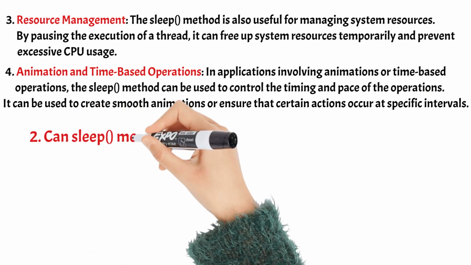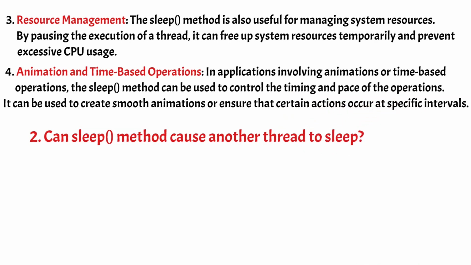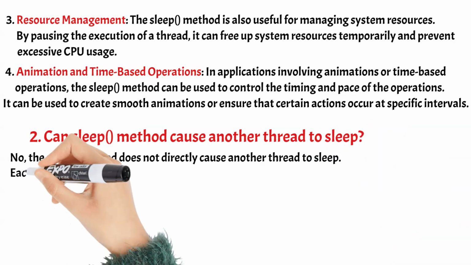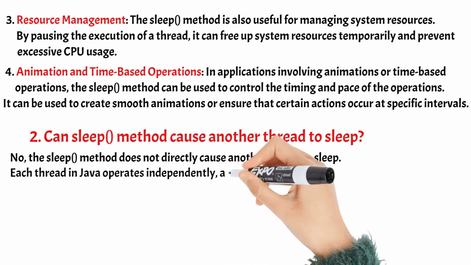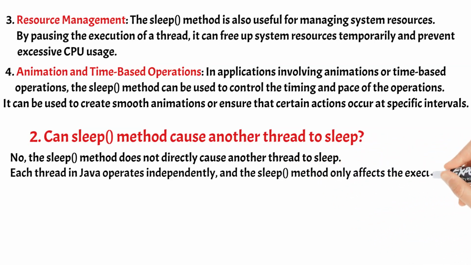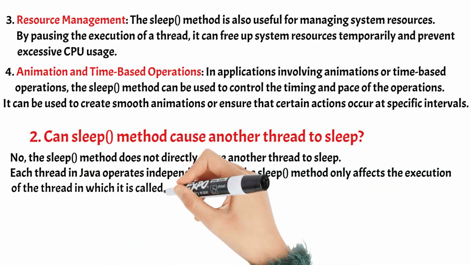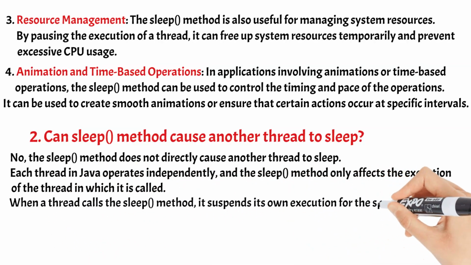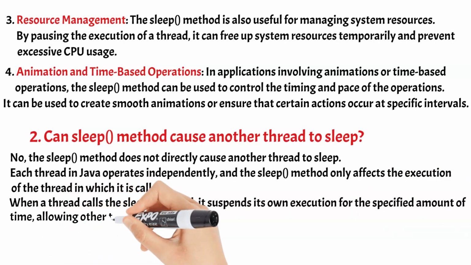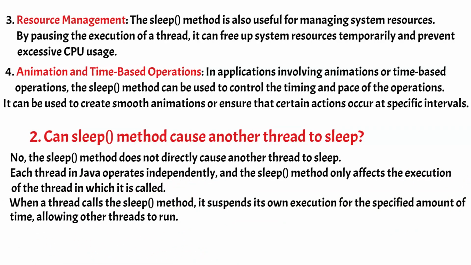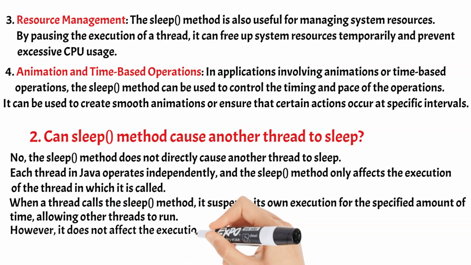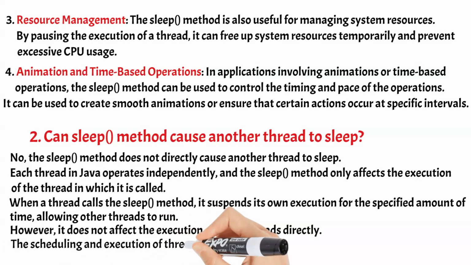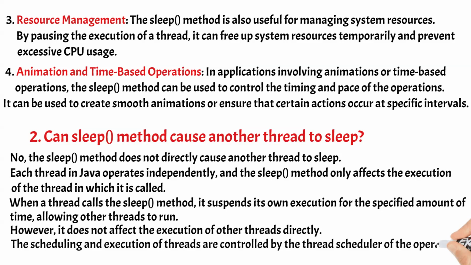2. Can sleep method cause another thread to sleep? No, the sleep method does not directly cause another thread to sleep. Each thread in Java operates independently, and the sleep method only affects the execution of the thread in which it is called. When a thread calls the sleep method, it suspends its own execution for the specified amount of time, allowing other threads to run. However, it does not affect the execution of other threads directly. The scheduling and execution of threads are controlled by the thread scheduler of the operating system.